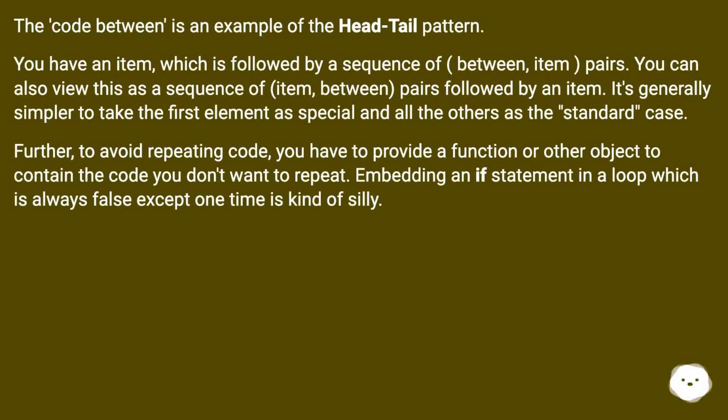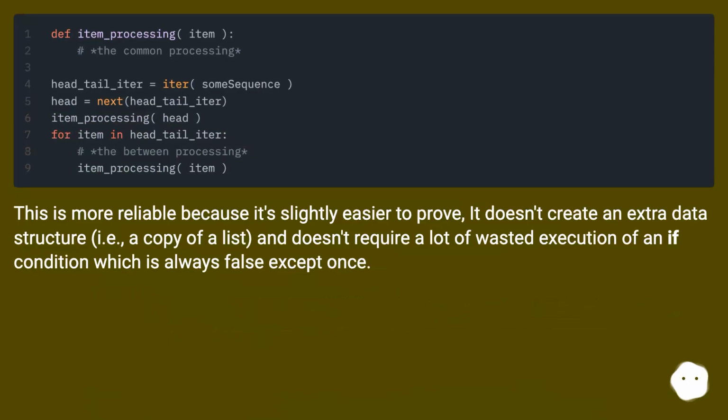The code between is an example of the head-tail pattern. You have an item which is followed by a sequence of between item pairs. You can also view this as a sequence of item between pairs followed by an item. It's generally simpler to take the first element as special and all the others as the standard case. Further, to avoid repeating code, you have to provide a function or other object to contain the code you don't want to repeat. Embedding an if statement in a loop which is always false except one time is kind of silly.